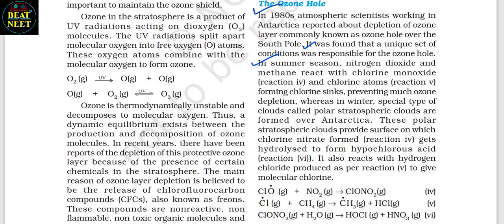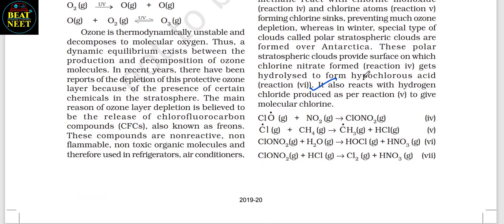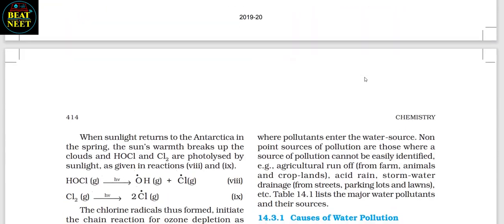These polar stratospheric clouds provide a surface on which chlorine nitrate formed gets hydrolyzed to form hypochlorous acid. It also reacts with hydrogen chloride produced as per reaction to give molecular chlorine. ClO plus NO2 gives out ClONO2. Cl plus CH4 gives out CH3 plus HCl. ClONO2 plus H2O gives out HOCl plus HNO3. And ClONO2 plus HCl gives out Cl2 plus HNO3.